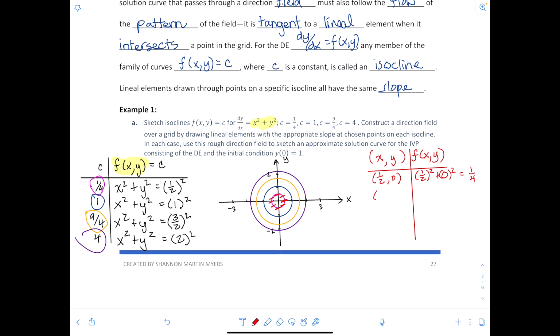So again, I'll do it on x is 1, y is 0. We'd get 1 squared plus 0 squared equals 1. So we'll have a slope of 1 on the blue circle. So on the blue circle, a slope of 1 would be roughly like this. And then I'll just make a bunch of these lineal elements on my circle.